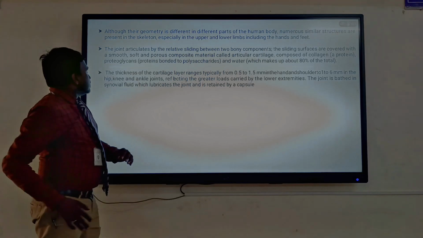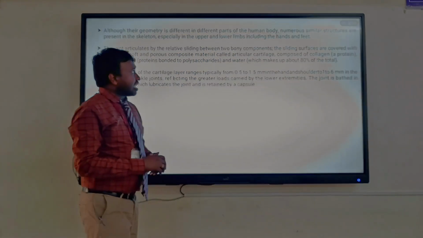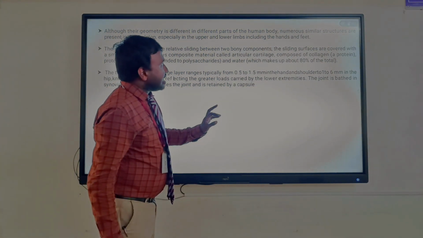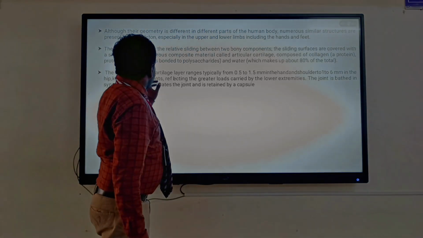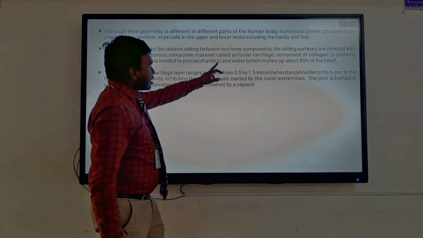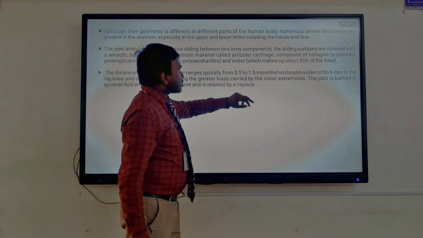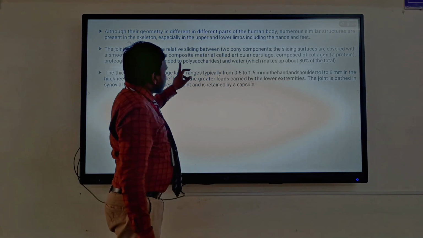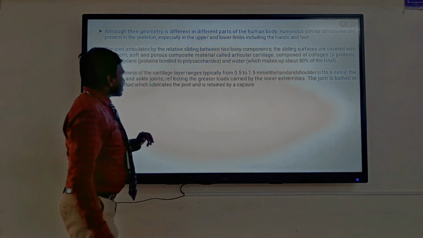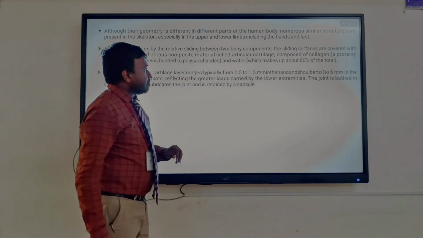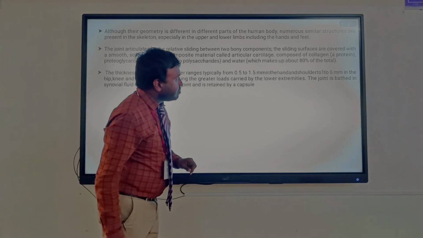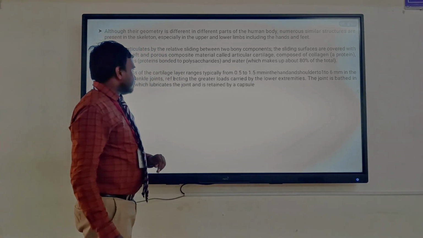As I said, the joint involves relative sliding between the bony components. The sliding surfaces are covered by a smooth, soft, and porous composite material called cartilage, which is composed of proteins and water. The thickness of the cartilage generally varies from 0.5 to 1.5 mm in the hand and shoulder joints.